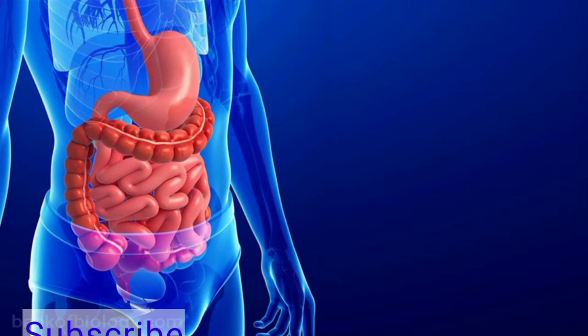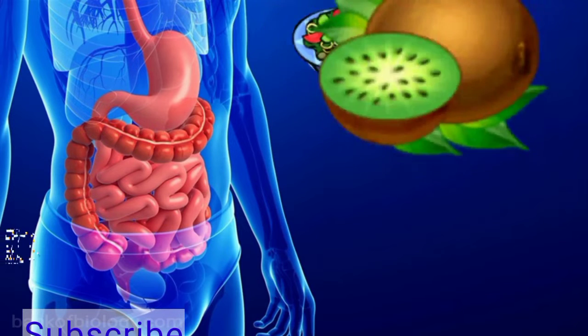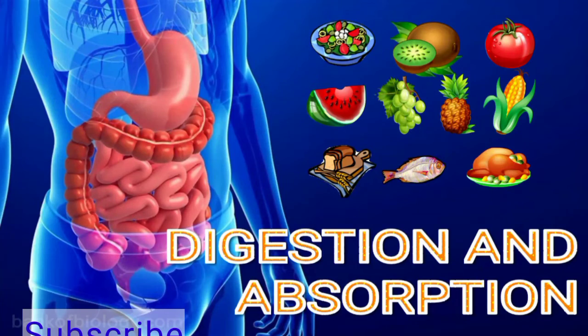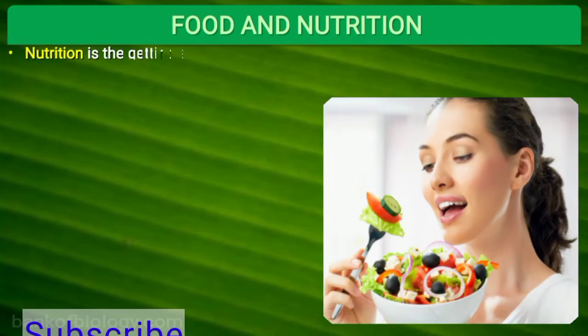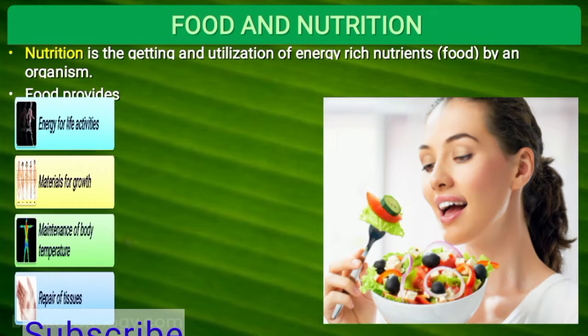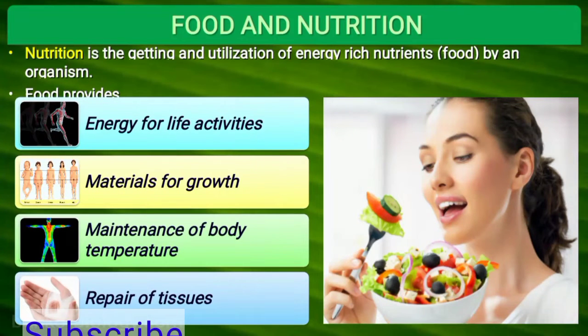Today we are going to discuss digestion and absorption in detail, that is, how digestion and absorption occur in living organisms or humans. What is nutrition? Nutrition is getting and utilization of energy-rich nutrients, food, by an organism.